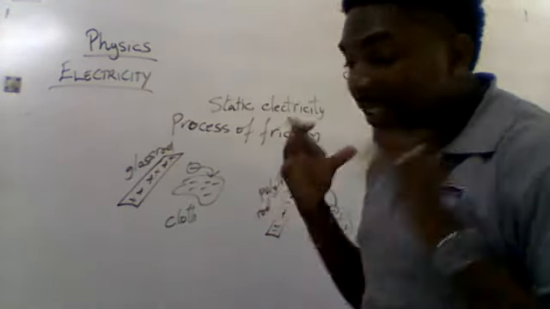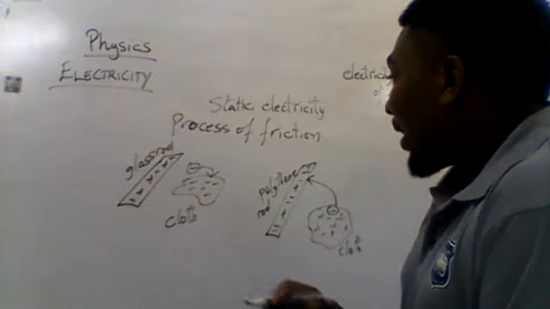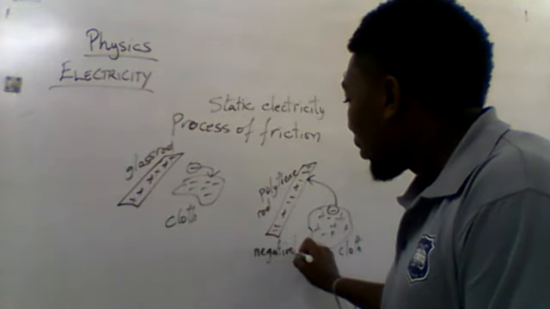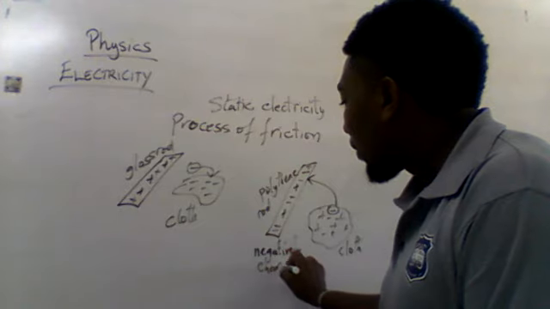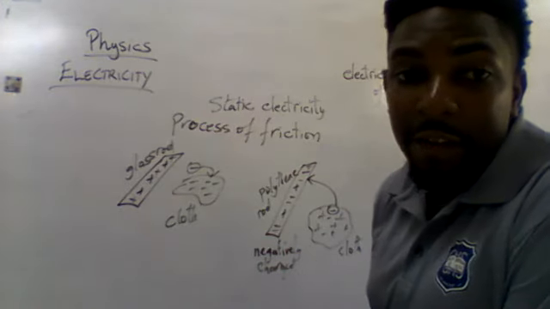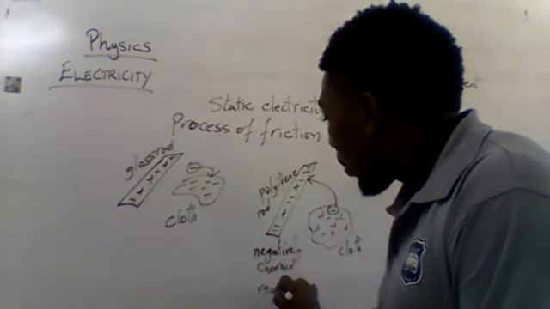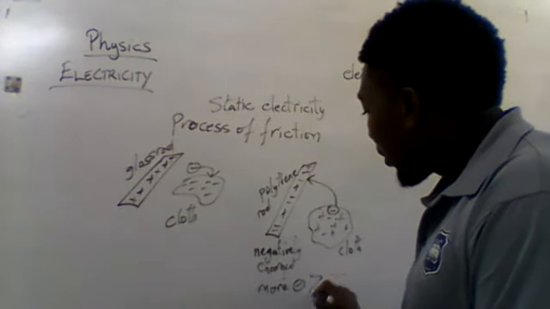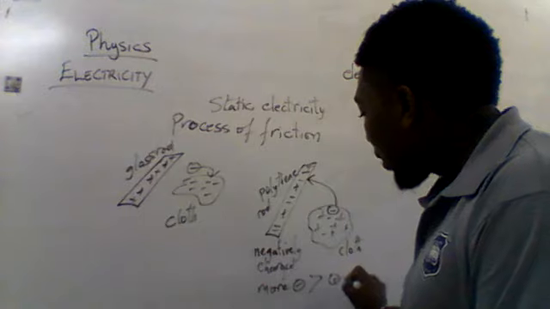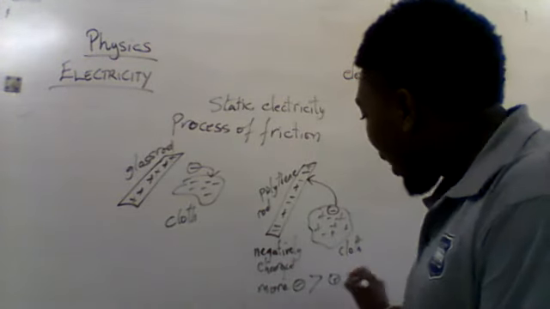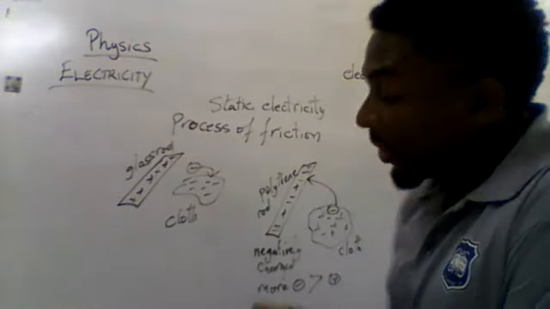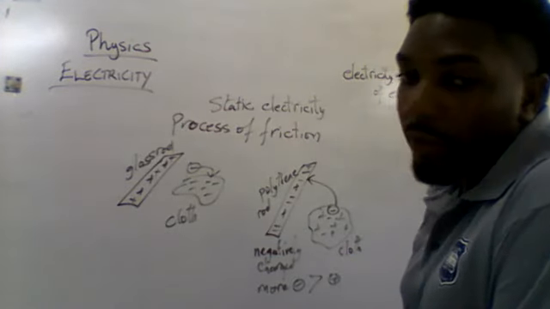So I want you to understand that. We'll take it one step at a time. That it can become negatively charged by having more negative charges than positive charges. Right? So this is due to the process of friction.